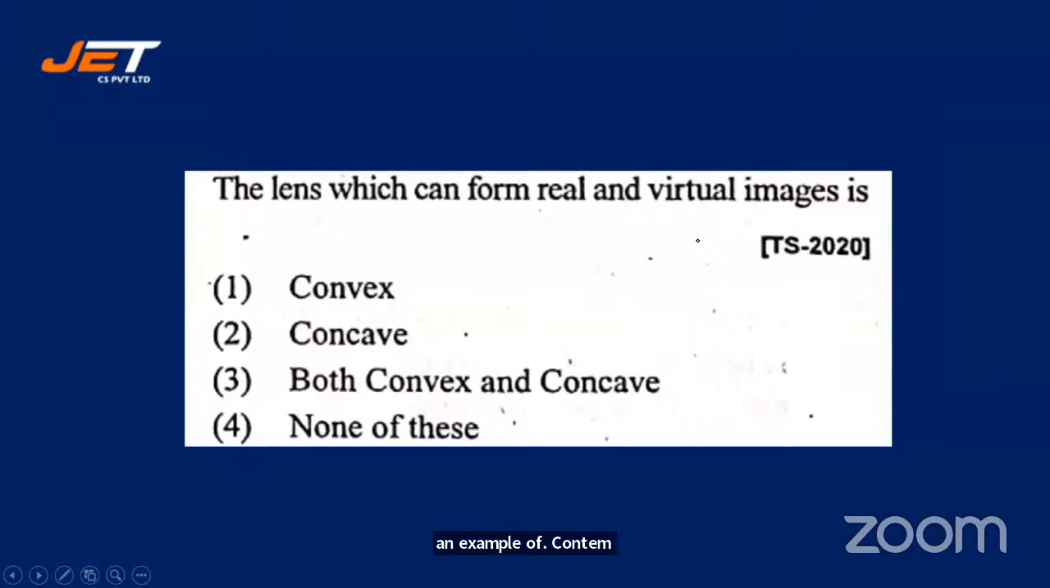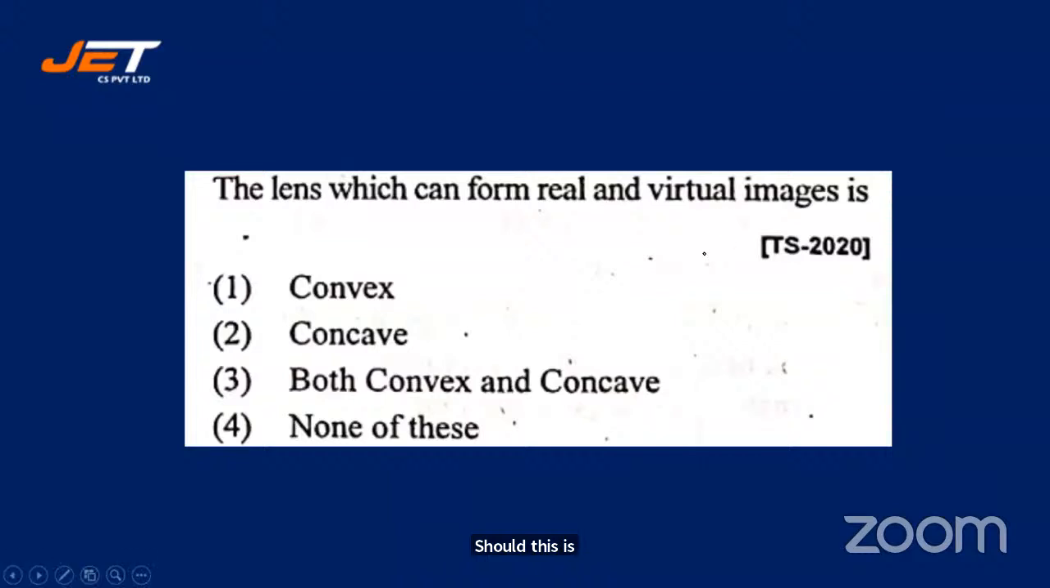Okay, the lens which can form real and virtual images is: convex, concave, both convex and concave, none of these. Quickly shoot your answer in the chat box. It should form both real and virtual. Concave forms only virtual. Right? Aima says 1. Absolutely right. Amrita says 1. Pranavi says 2 and then 1. Shruti says 1. Chaitanya says 1. Sleshna says 1. Now everyone has corrected themselves.